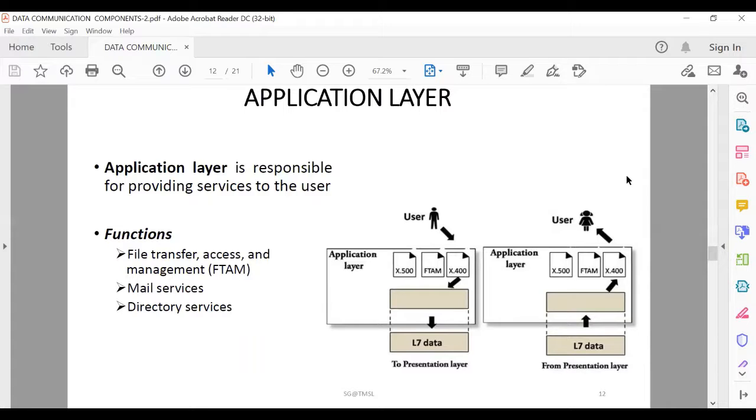It allows a user to access the files in a remote computer, to retrieve the files from a computer, and to manage the files in a remote computer. Mail services are also available, with facility for email forwarding and storage purposes. Directory services are used in distributed database sources, and are used to provide global information about various objects. So these are the different OSI model layers.